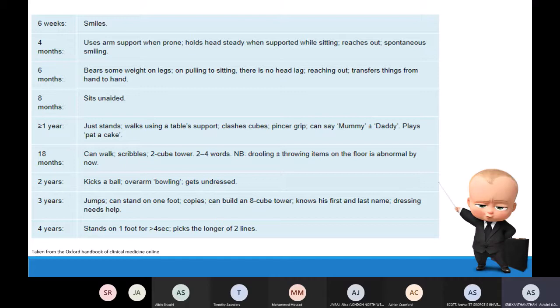At 18 months, this is where they can start walking, start scribbling, start putting things together, like building a tower. And then by the time they're 4, they should be able to walk around, talk, stand on 1 foot, for example. They should be able to dress themselves very basically by that age as well.